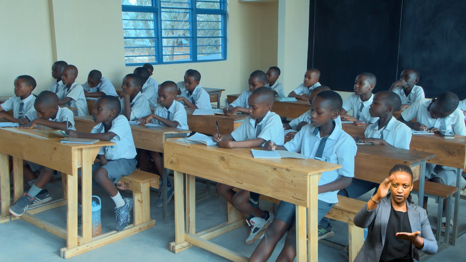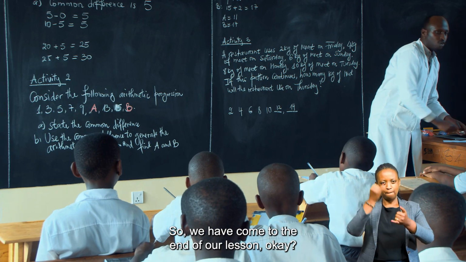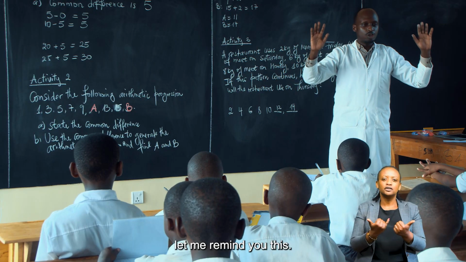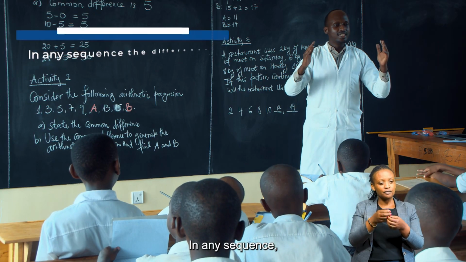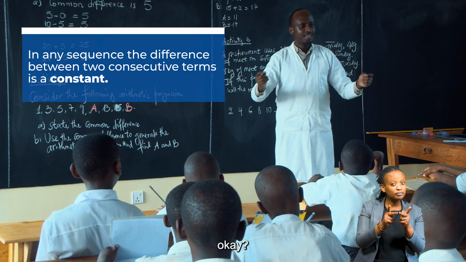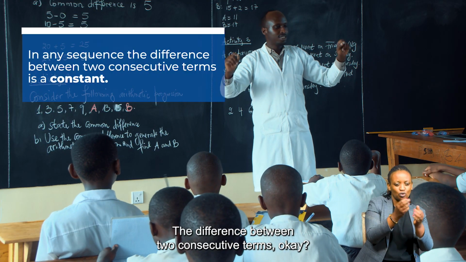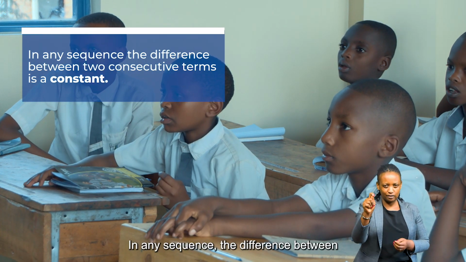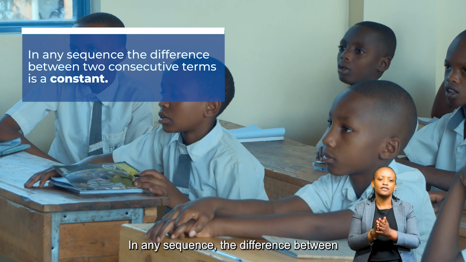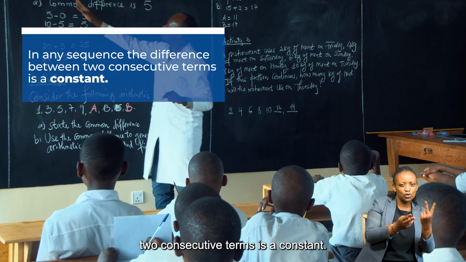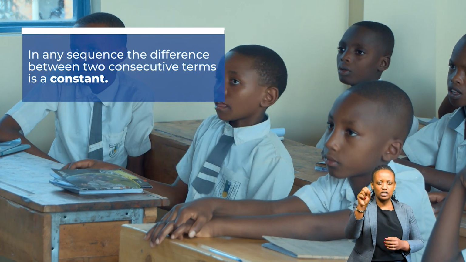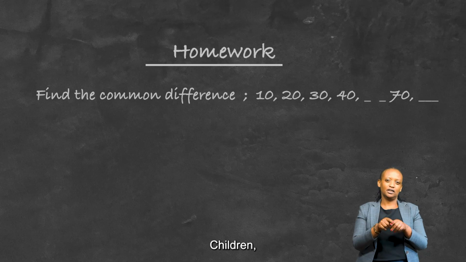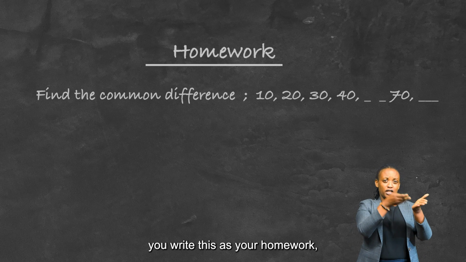Thank you very much. So, we have come to the end of our lesson, okay? But before we conclude, let me remind you this. In any sequence, the difference between two consecutive terms is a constant. And then that constant is called the common difference. Children, you write this as your homework.